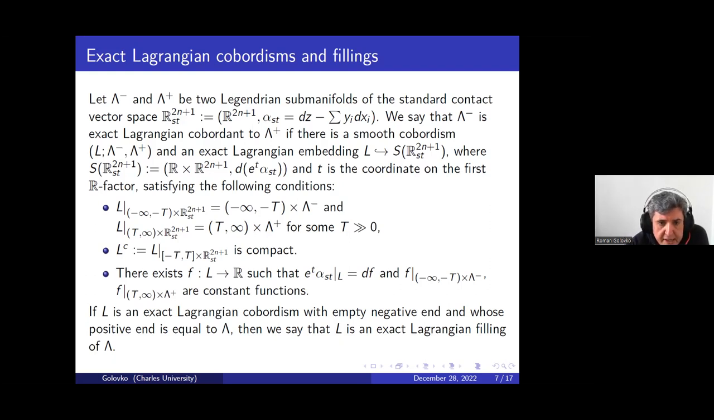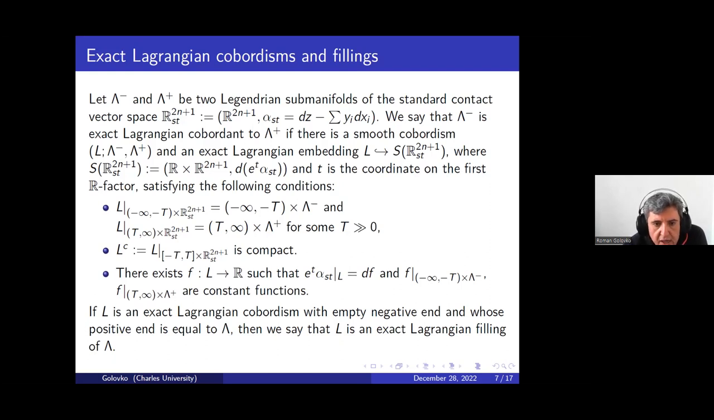is basically an exact Lagrangian submanifold in the symplectic manifold, which is a product of R with R^(2n+1), with the symplectic form that I described on the previous page, and it appears here again. And basically, this Lagrangian submanifold has a property that whenever this extra R coordinate is big enough, it looks like a cylinder over lambda plus. Namely, when our small t is big enough, we will have (T, infinity) times lambda plus.